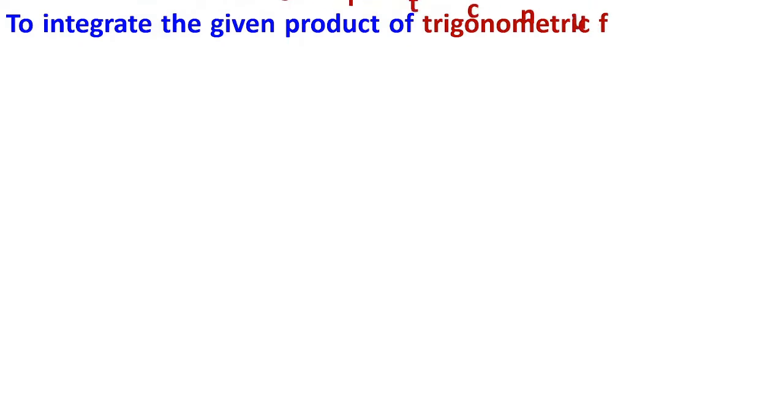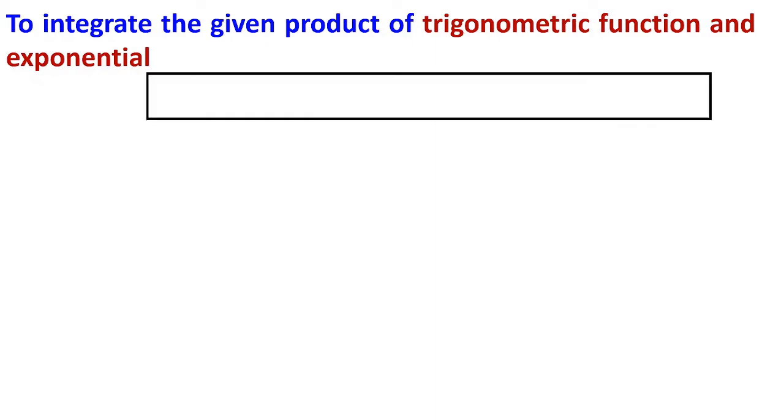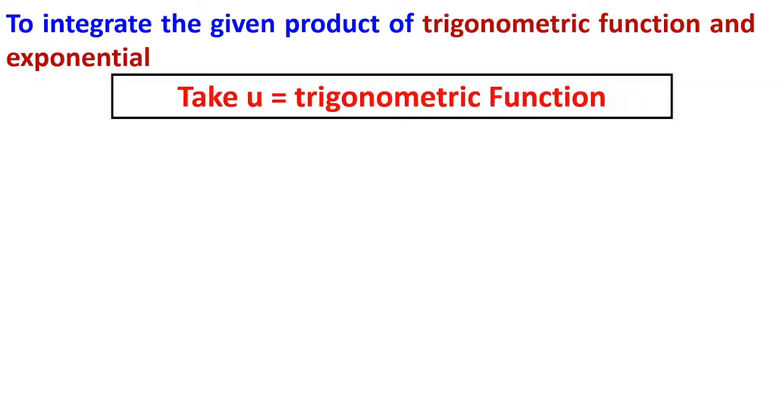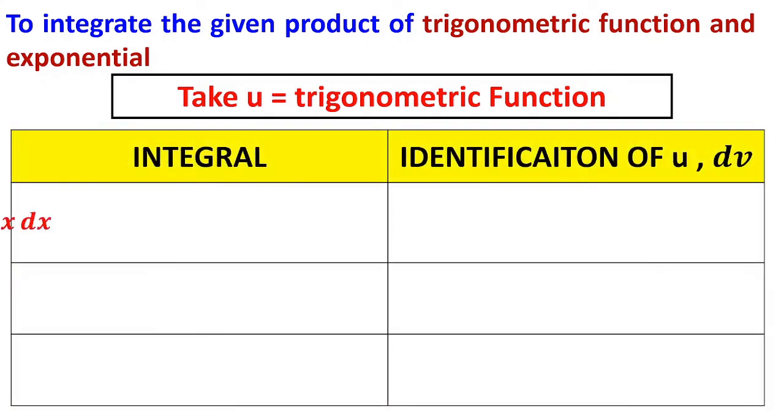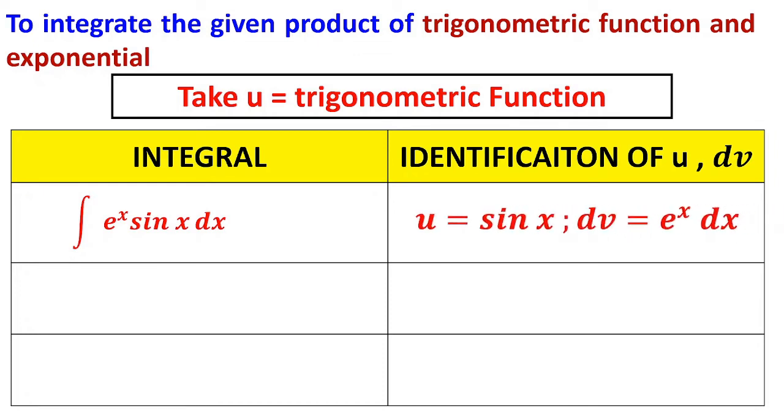Let us now go to the next type, where we find the combination of trigonometric function and exponential. Always remember, exponential should be given the last preference. So take u as the trigonometric function. Suppose you have integral e power x sin x dx, where the trigonometric function is sin x. Take it as u. Remaining will be taken as e power x dx.